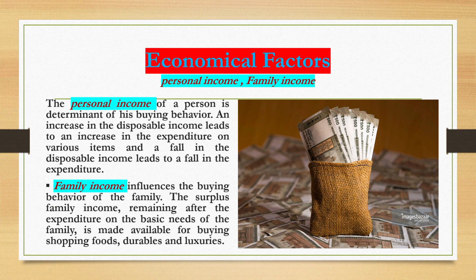Then family income. Family income influences the buying behavior of the family in a big way. The surplus family income remaining after the expenditure on the basic needs of the family is made available for buying and shopping goods, durables, and luxuries. Definitely, the more surplus a family has, the more impulsive buying that particular person in the family would go for. So personal income and family income influence the consumer buying behavior a lot.